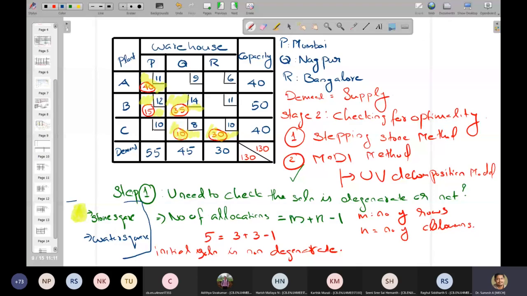Rest all the unoccupied ones are called water squares. So the occupied cell is called a stone square, and the unoccupied cell is called a water square.